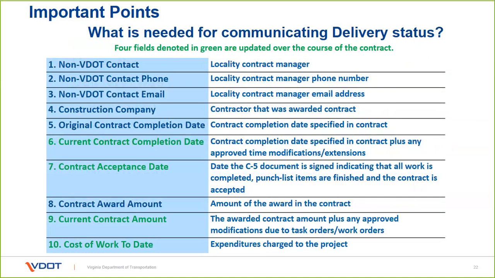Acceptance, obviously, when it's done. The current amount: if there's a work order that extends the contract, we'll need that information. And then cost of work to date, any expenditures that we've got charged to it. So those would be the fields that we would need updated on a regular basis.